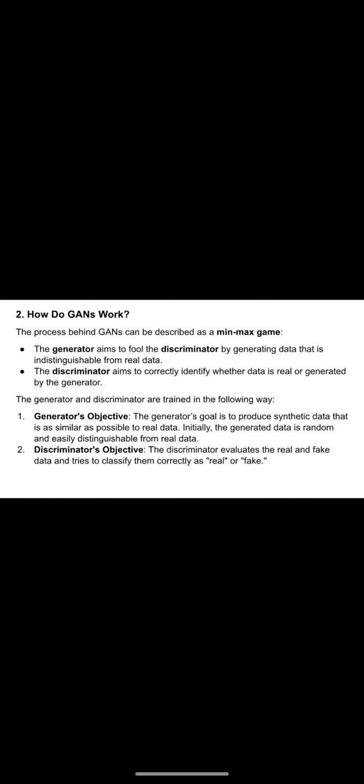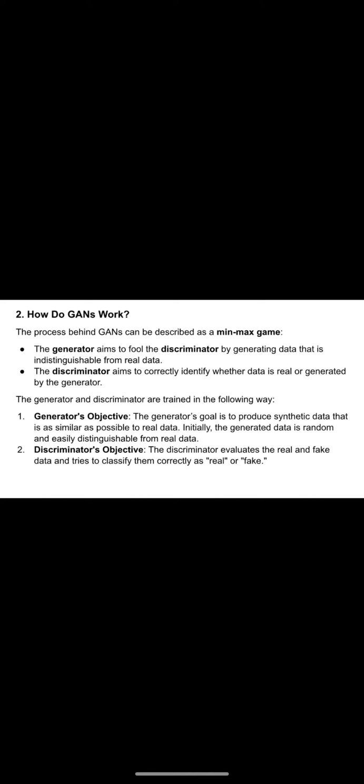How do GANs work? The process behind GANs can be described as a minimax game. The generator aims to fool the discriminator by generating data that is indistinguishable from real data. The discriminator aims to correctly identify whether data is real or generated by the generator. The generator and the discriminator are trained the following way.